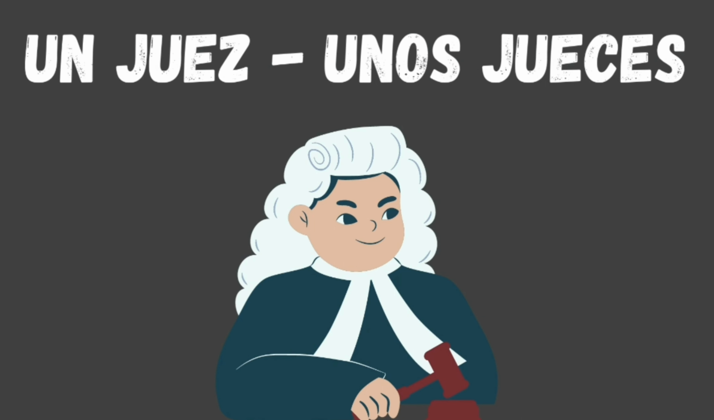Now, according to the indefinite article a in the singular form, and some in the plural form, we have to say a judge. Okay, a judge means un juez. And in the plural form, we're going to say some judges. That means unos jueces. Okay, judge has a male gender. So that's why we're using un, and in the plural form, unos.